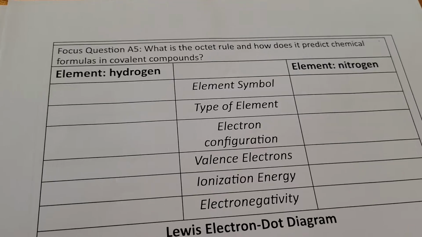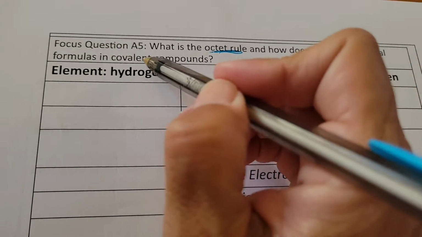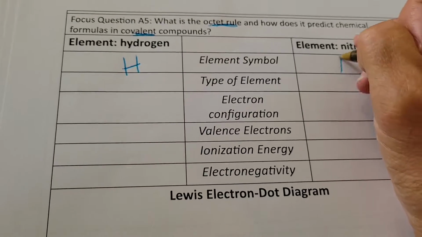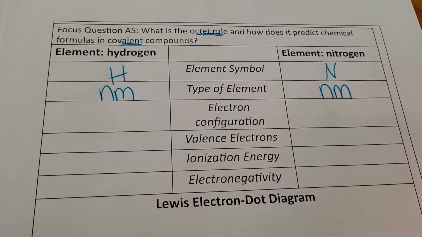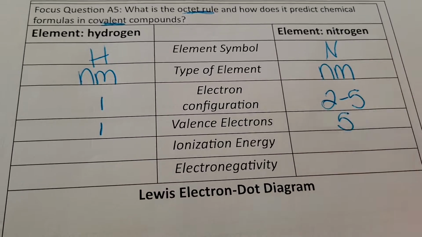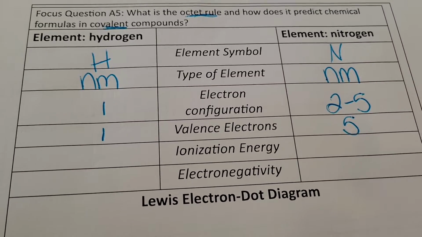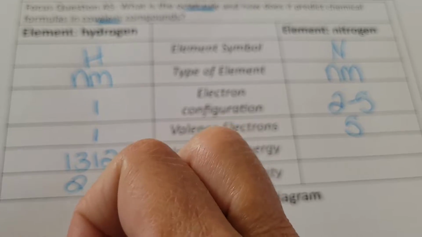So page 7 now, still we're talking about octet rule, we're talking about covalent, and now we have hydrogen, which is H, nitrogen, which is N. Of course, we know hydrogen is a nonmetal. Nitrogen is also a nonmetal. Hydrogen we know is 1 and has 1 valence electron. Nitrogen is 2-5 and has 5 valence electrons. The ionization energy for hydrogen we know is 1,312, and the electronegativity is 2.2.